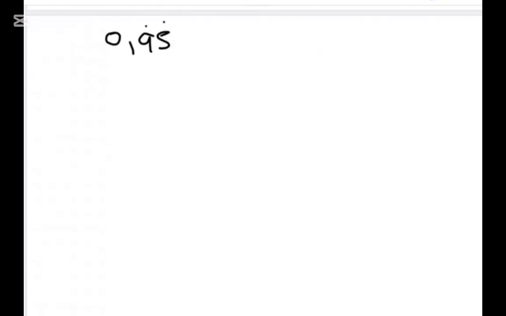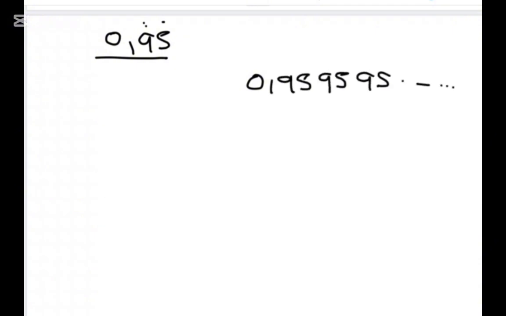The next example is turning this recurring number into a fraction. Here we have 0.95 with the recurring digits marked at the top. We know that a recurring number like this is 0.9595 and keeps on repeating. So I'm going to use the x method: x equals this. Remember, when we have 2 digits, which number do we multiply by? We multiply both sides by 100.